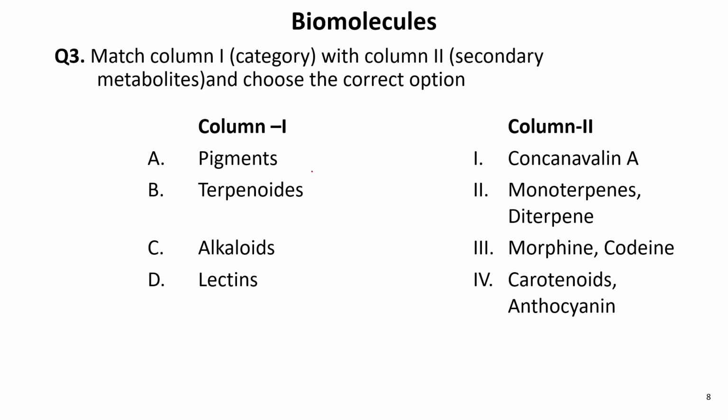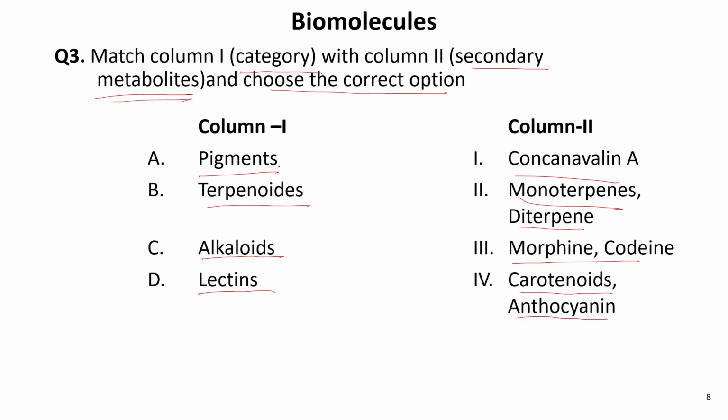Match the column having the category with column 2, secondary metabolites, and choose the correct option. In the NCERT, we have a table that has the categories of the secondary metabolites and their examples. So pigments, terpenoids, alkaloids, and lectins. And the examples: concanavalin A, monoterpenes and diterpenes, morphine, codeine, carotenoids, and anthocyanin.